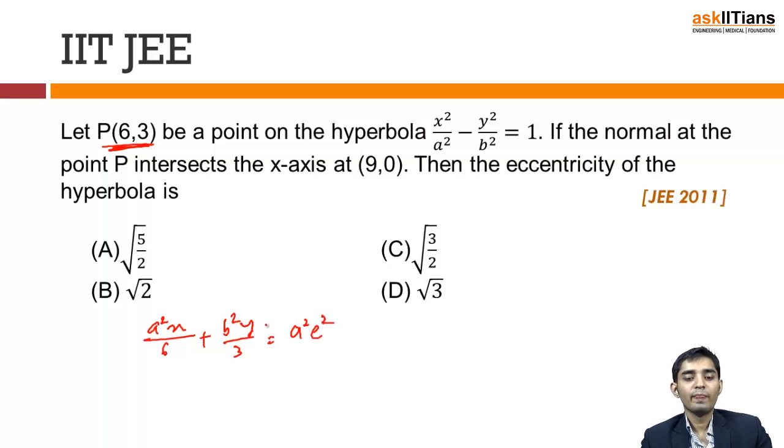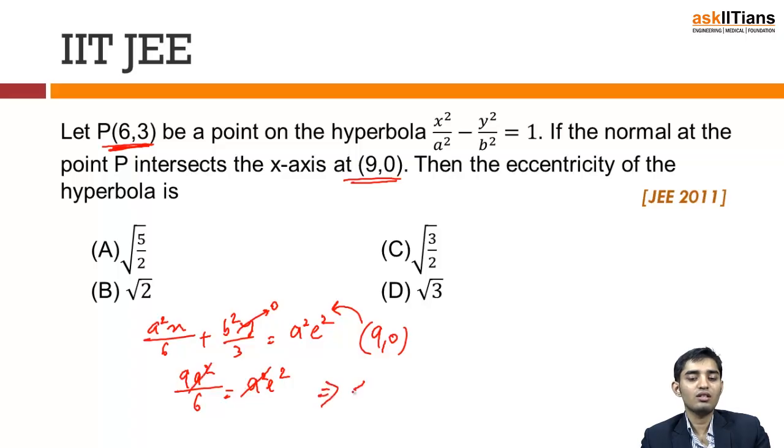Right. Now it intersects the x-axis at 9, 0. Now if this intersects the x-axis at 9, 0, that means 9, 0 will pass through this line. If 9, 0 passes through this line, it will satisfy. So put y equal to 0 and x equal to 9. So I will get 9 a square by 6 equal to a square e square. So a square will get cancelled. So from here e square equal to 9 by 6, which is 3 by 2. Okay, so C will be the answer. And this question came in JEE 2011, right? So easy questions come in IIT JEE, right? All these are easy questions.